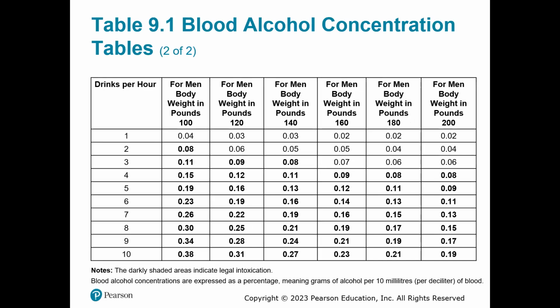And here's the one for men. The equivalent 140-pound man could still have 2 drinks per hour, and their blood alcohol concentration would be 0.05. So it would be about 3/100ths less than it would be for a woman. Again, that's because of the difference in alcohol dehydrogenase levels in the stomach and so forth.